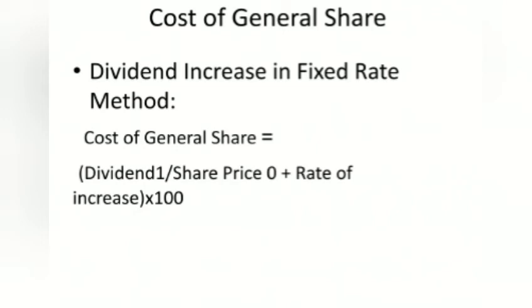Cost of general share capital can be calculated by applying dividend increase in fixed rate method. Here the formula is cost of general share equal to dividend 1 divided by share price 0 plus rate of increase or rate of growth into 100.